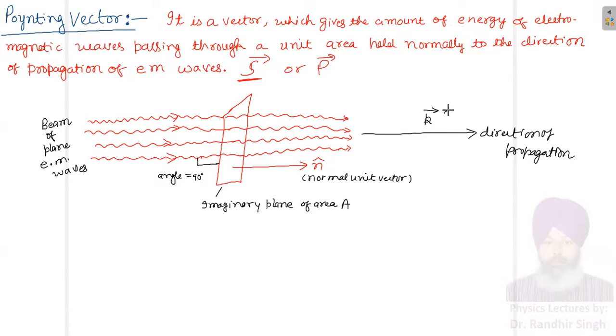This is the propagation constant. It is also called the propagation vector or propagation constant, and we know that the magnitude of this propagation vector is given by 2 pi by lambda, where lambda is the wavelength of the electromagnetic waves. So suppose this beam of plane electromagnetic waves is traveling in this direction, and we place an imaginary plane surface of area capital A. So this is the area of this plane surface.